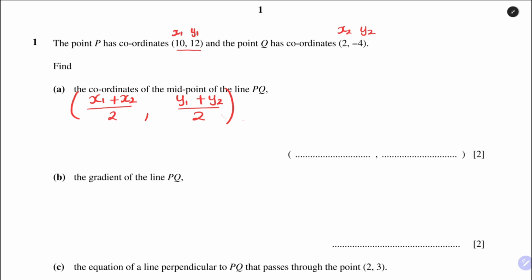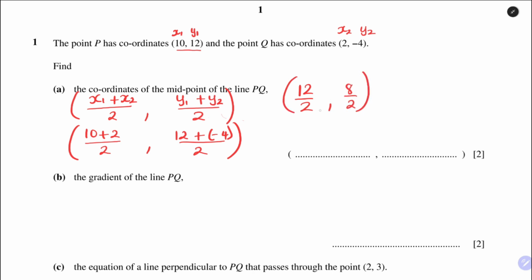So let's just substitute these values in here. So it's going to be 10 plus 2 over 2, comma, 12 plus -4 over 2. This is going to give us 12 over 2. 12 plus -4 is actually 12 minus 4, and that's going to give us 8 over 2. And this invariably becomes 6, 4. So our final answer here is 6, 4.